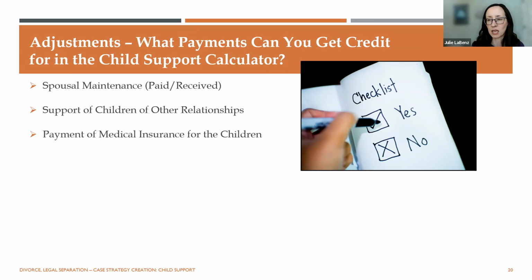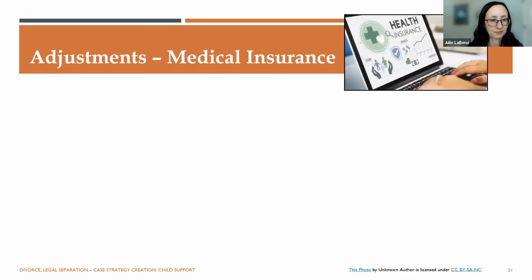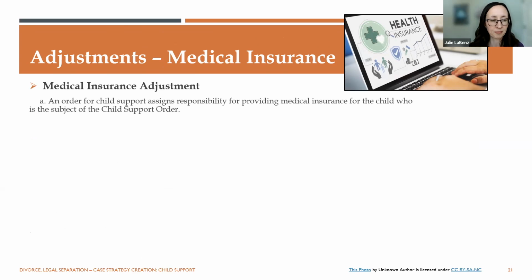Oftentimes, medical insurance is paid for you and your children. You'll need to separate out the amount that's only paid for your children. Payment of childcare expenses, payment of education expenses, and payment of extraordinary childcare expenses. And then you can get a parenting time adjustment. And then any of these expenses that don't happen every month, those can be annualized. All right, let's get into a bit more detail on some of these adjustments. So let's talk about the medical insurance adjustment.